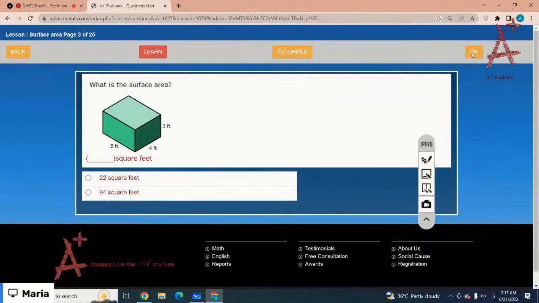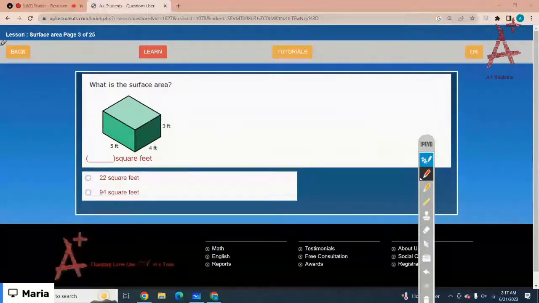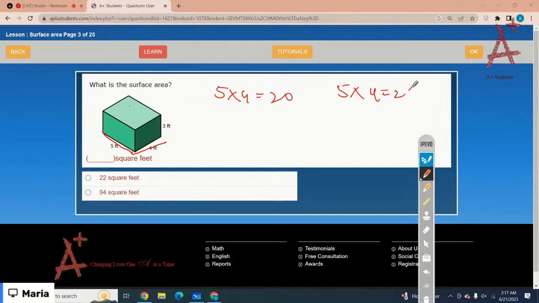Okay, the next one is what is the surface area. So you have to do the same thing. You have to calculate the area of the faces in the prism. The top and the bottom have the measurements 5 and 4. Got it? For this and this, that would be 5 times 4 equals 20. The top has the same, that is 5 times 4.